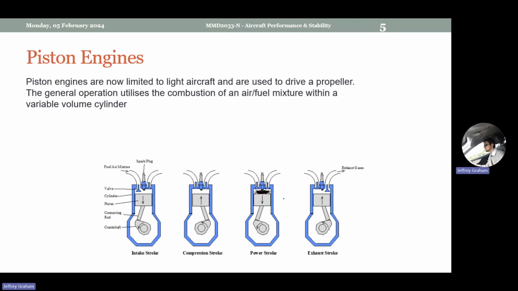Right, so there's four individual sections here. Each piston will do the same job, but at a different time. So if you take one piston, it has to do the intake, then go through the compression, then the power, then the exhaust stroke.